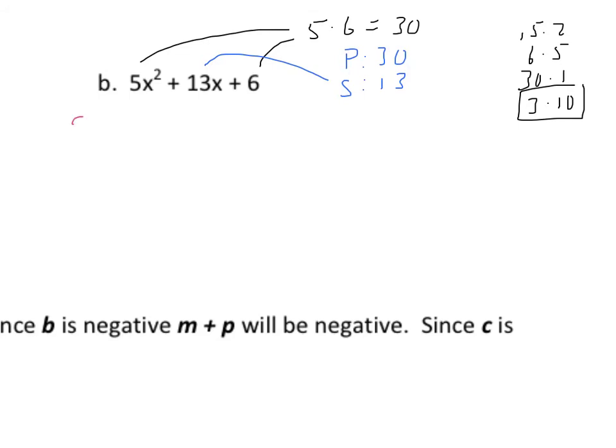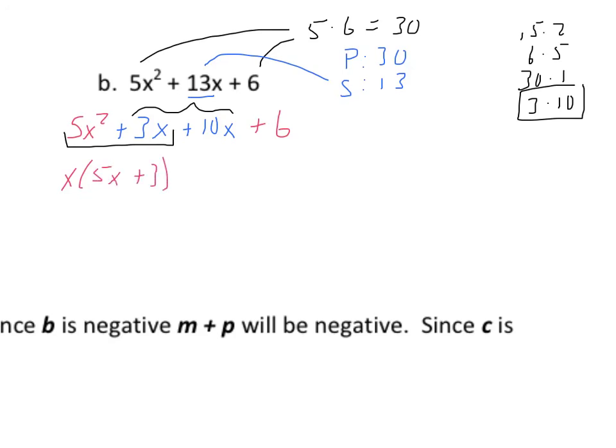So we have 5x squared. And now we're going to replace the 13x with a positive 3x and a positive 10x. Again, those two terms replace the single term of 13x. And we do this so we can create 4 terms, so we can group them. The first set of terms, we have only an x in common. And we're left with a 5x plus 3 when we divide everything by x.